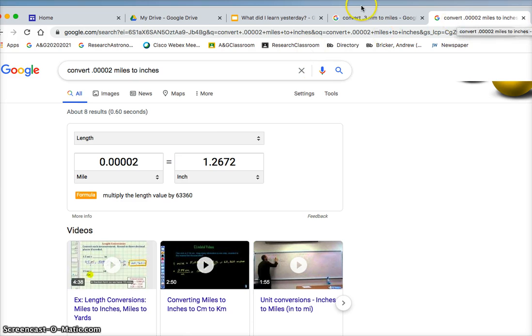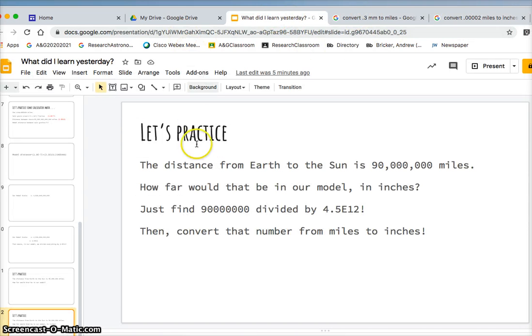Okay, so you're going to be doing that for other planets. So just remember, find how far the planet is in miles and divide it by 4.5 E12, and that'll give you how big it is in our model. Okay, cool.